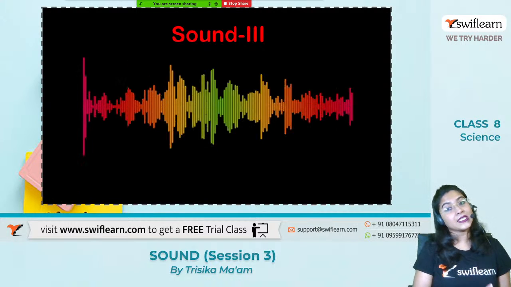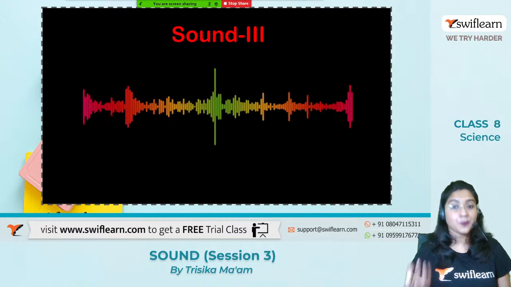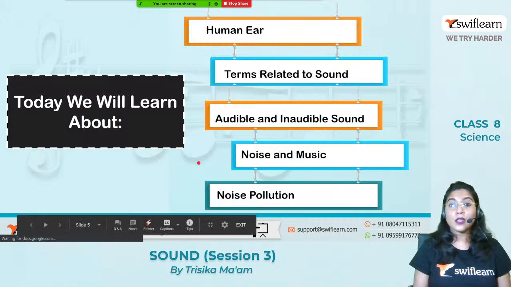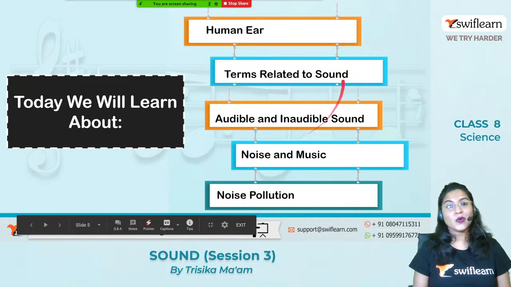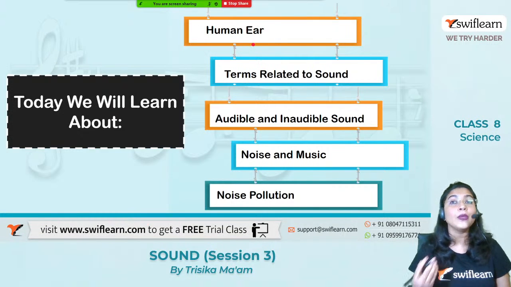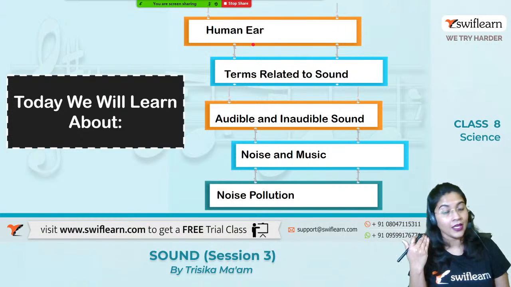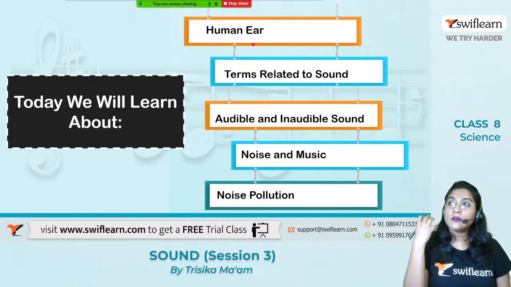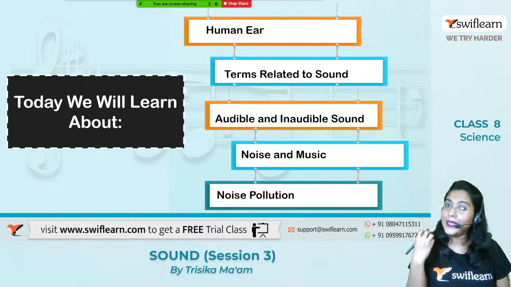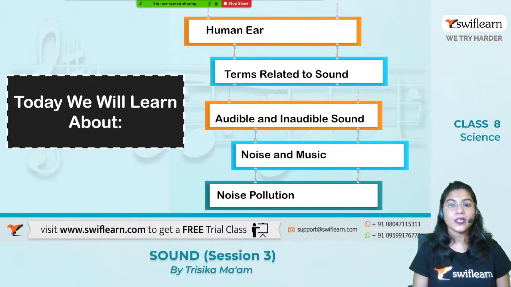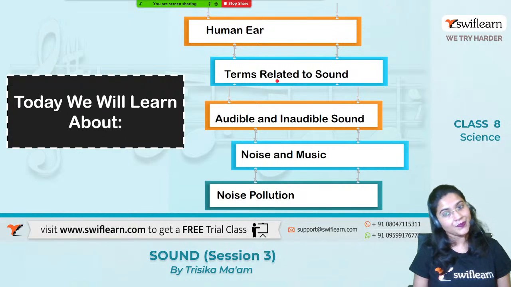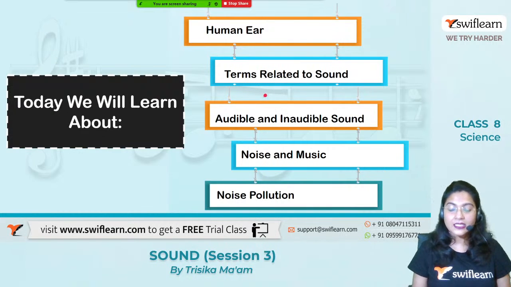We also discussed how sound is produced. Now let us see what we will study today. In today's session, we will discuss the human ear, so how we can hear sound, that is, the different parts of the human ear. We will discuss this one in detail. Then we will move on to the different terms related to sound. Thirdly, we will discuss audible and inaudible sound.